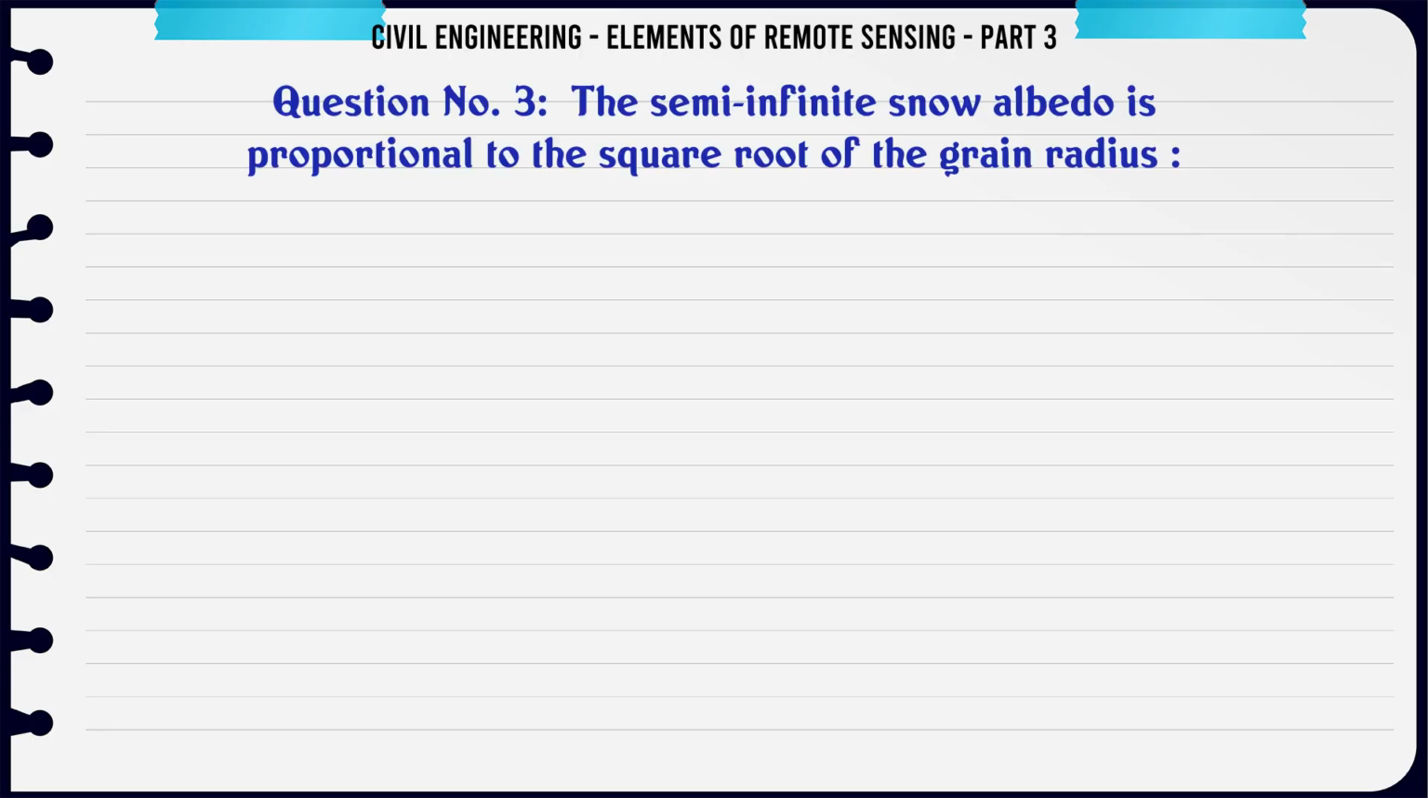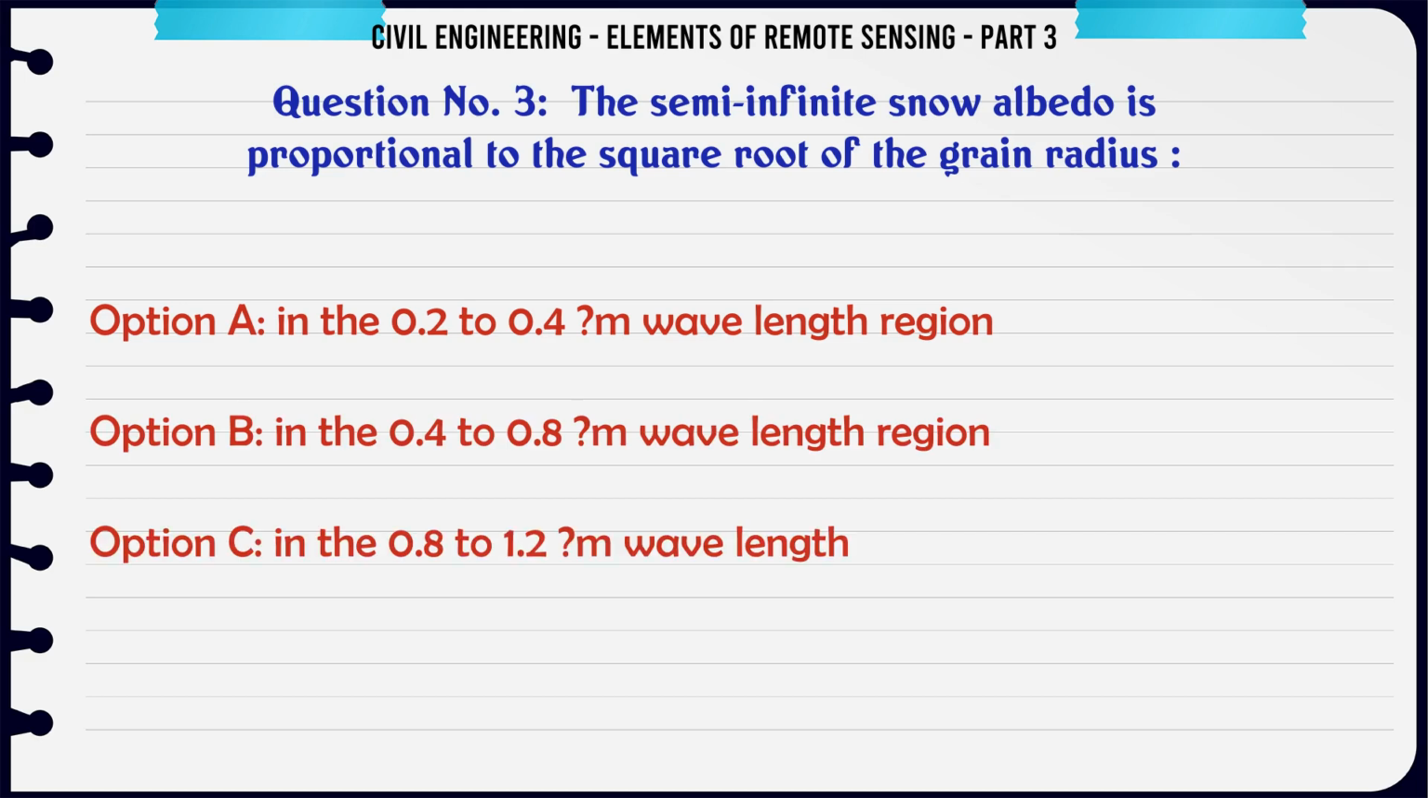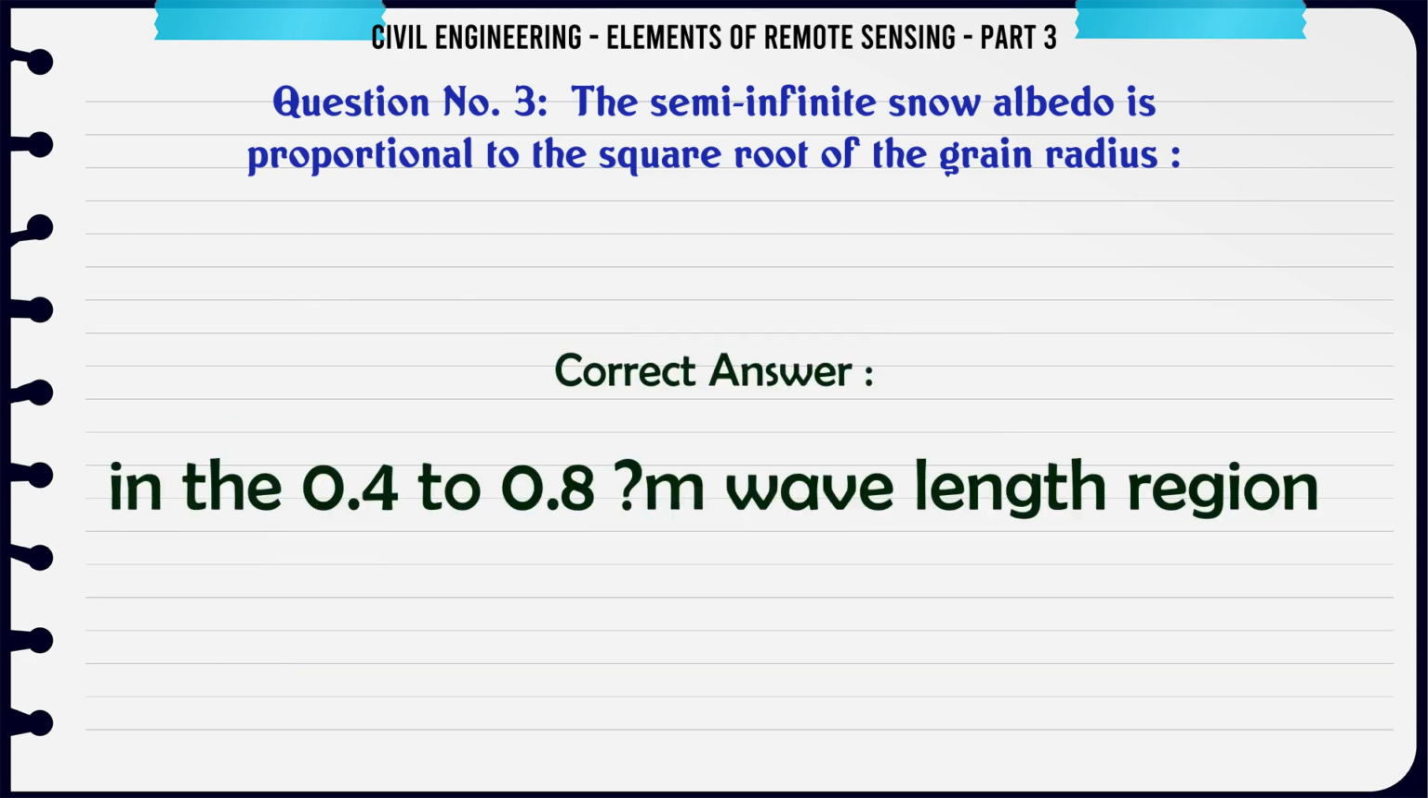The semi-infinite snow albedo is proportional to the square root of the grain radius: A. in the 0.2 to 0.4 µm wavelength region, B. in the 0.4 to 0.8 µm wavelength region, C. in the 0.8 to 1.2 µm wavelength region, D. none of these. The correct answer is in the 0.4 to 0.8 µm wavelength region.